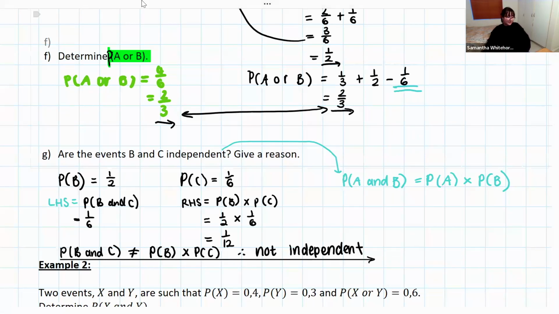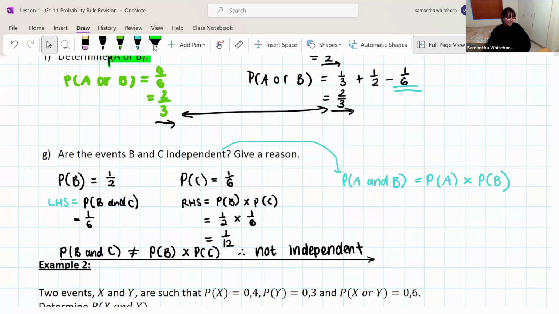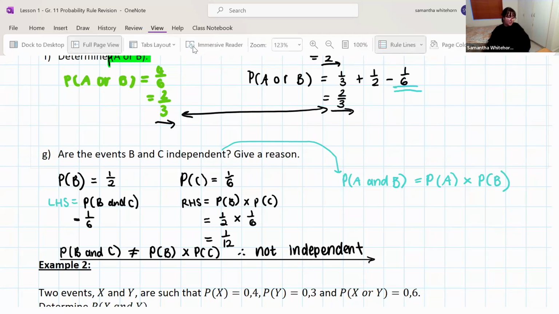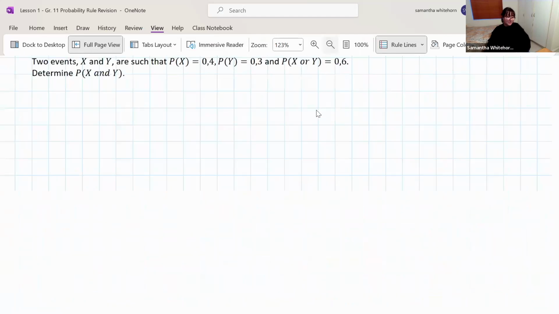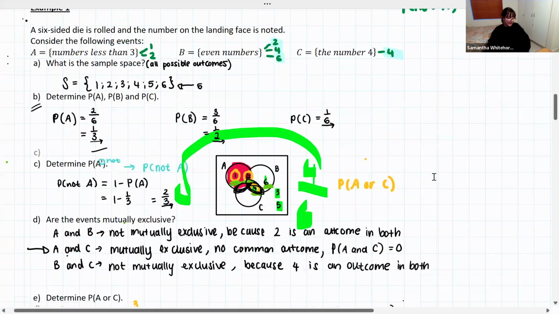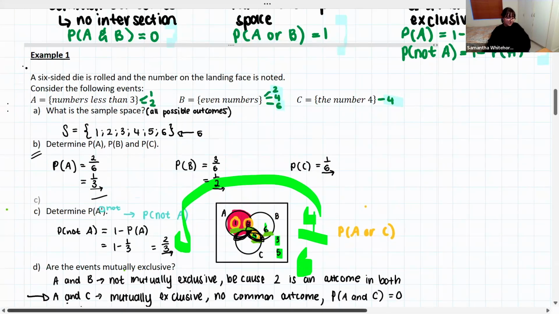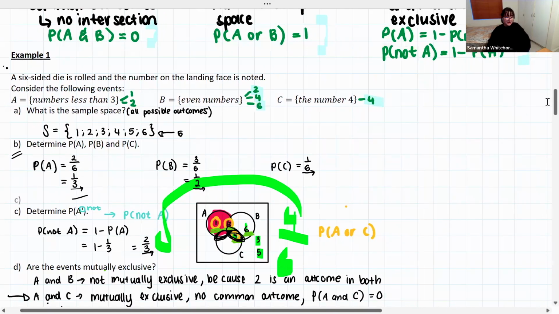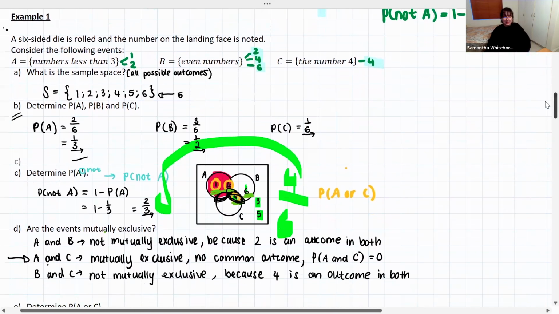All right. So guys, that is pretty much in one relatively long example what probability rule entails. It's looking at events, determining their probabilities, saying whether or not they're mutually exclusive, independent, all of those things, and working with the information that you have.